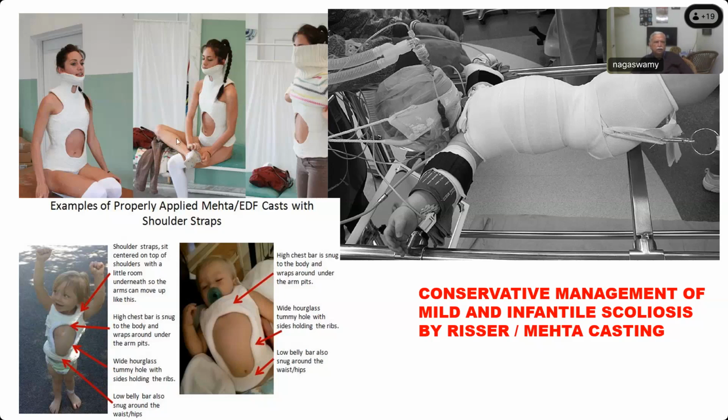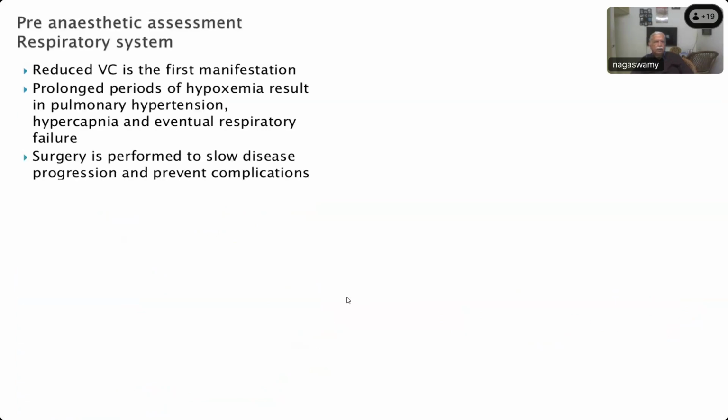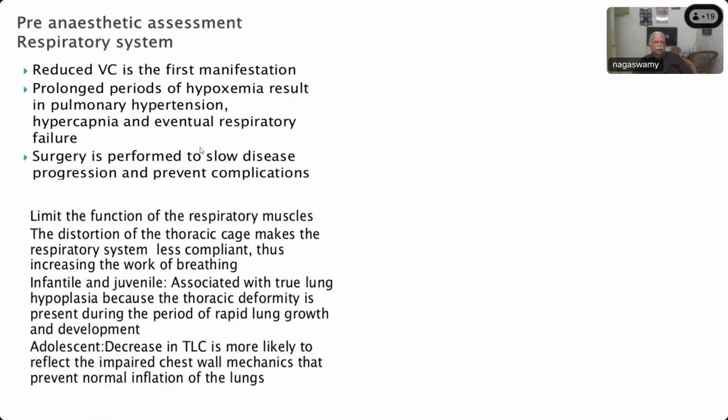And even adults can have this sort of braces, with shoulder straps and all these things. In pre-anesthetic assessment, sometimes they may have reduced vital capacity as the first manifestation. Prolonged periods of hypoxemia result in pulmonary hypertension and hypercapnia and eventual respiratory failure, just like your COPD. The surgery is performed to slow the disease progression and prevent complications.